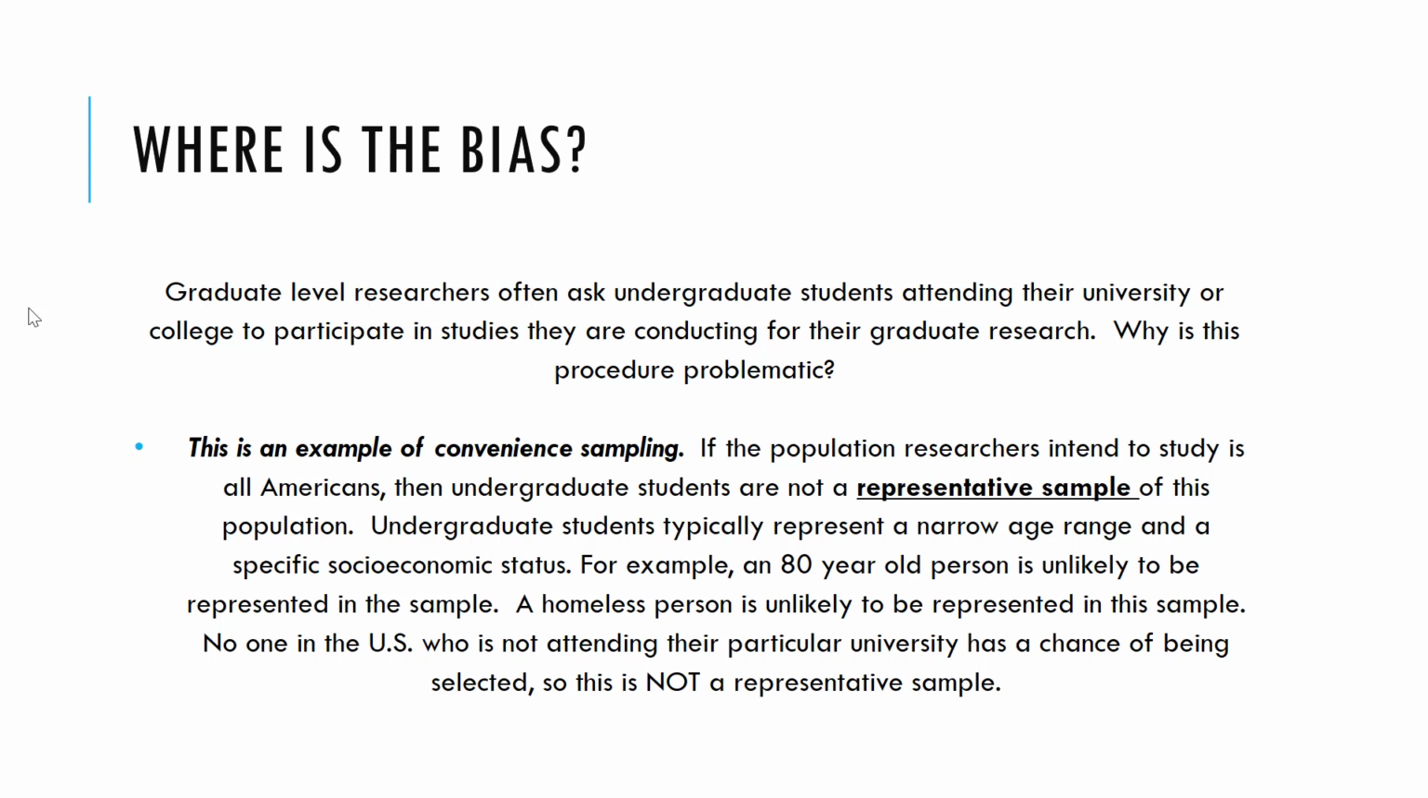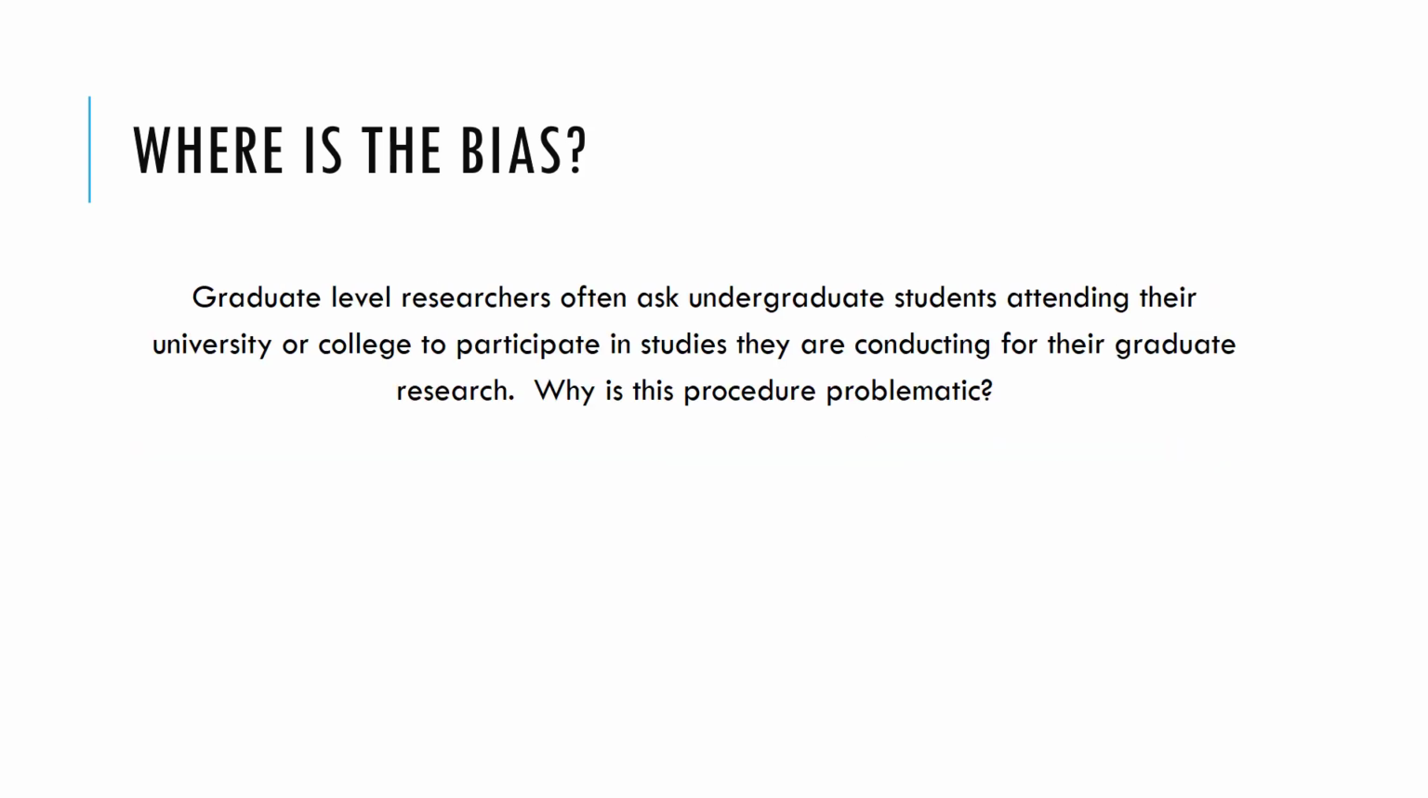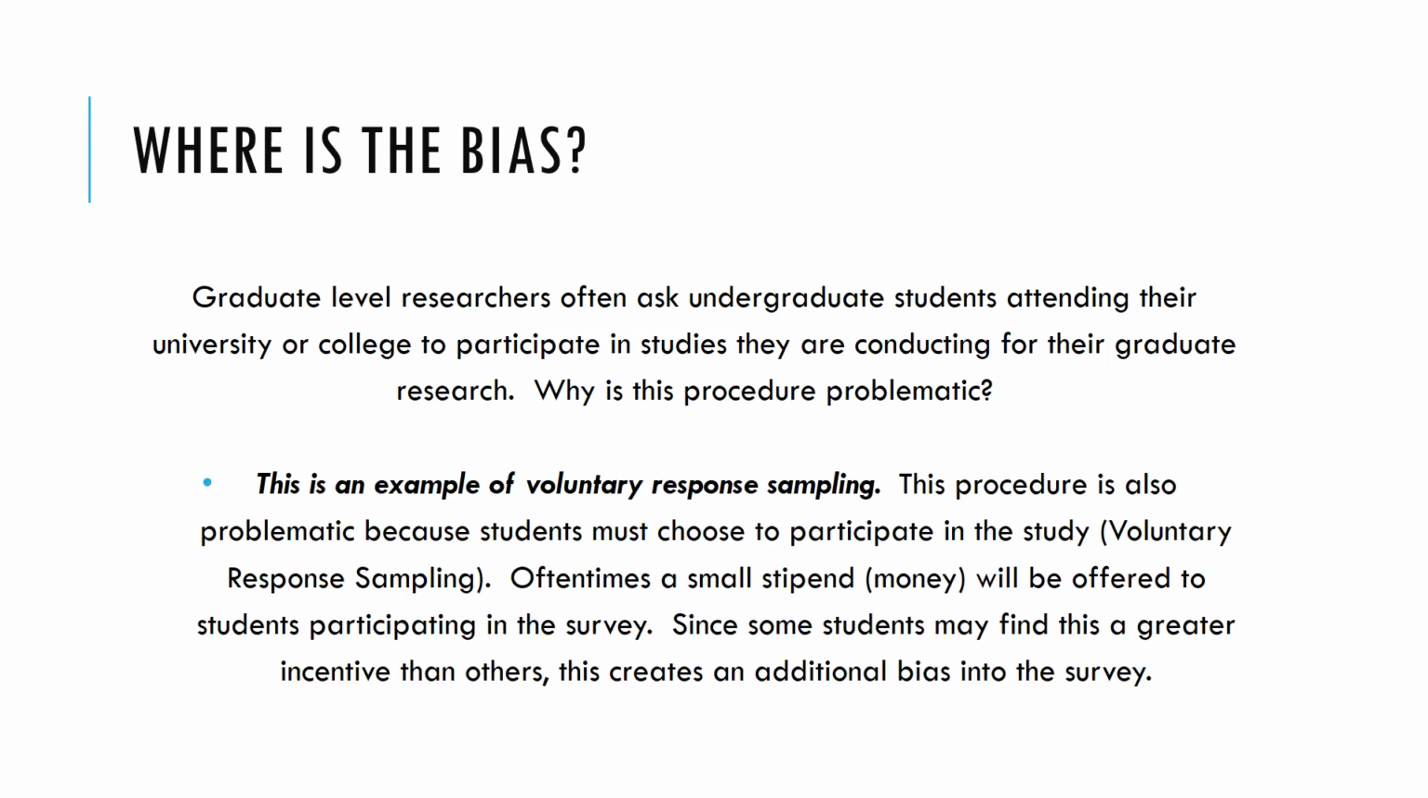For example, an 80-year-old person is unlikely to be represented in the sample. A homeless person is unlikely to be represented in the sample. No one in the US who is not attending their particular university has a chance of being selected, so again, this is not a representative sample of all Americans. Can you think of any other reason why this is problematic?